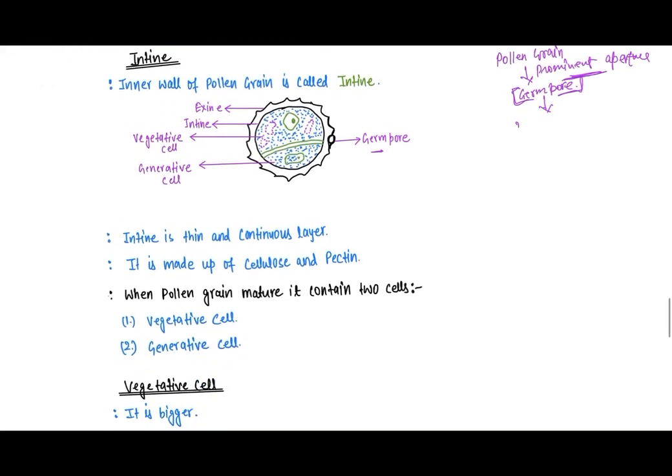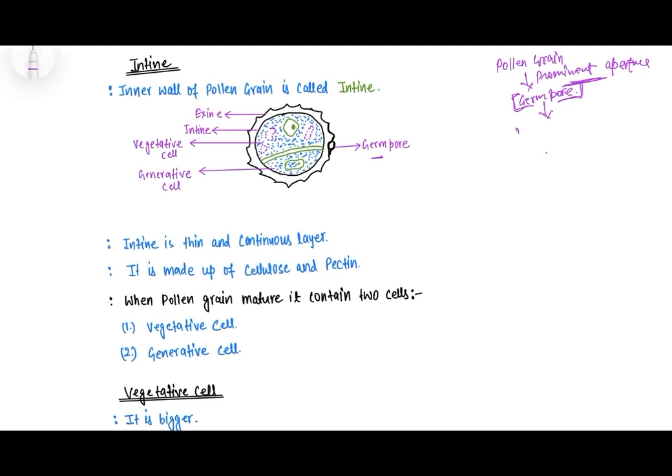Next we have intine, okay? So intine is inner layer. It is thin and continuous layer, and it is made up of cellulose and pectin. So when pollen grain matured, it contained two cells, vegetative cell and generative cell.